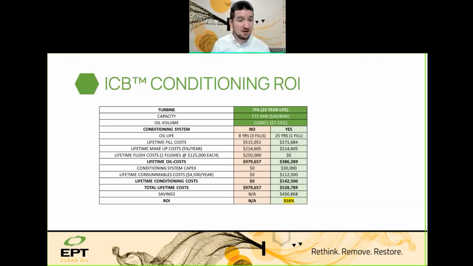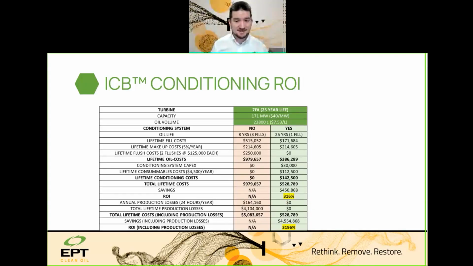But where this really takes off is by preventing failures. And like we've seen, if you prevent varnish from ever accumulating in the fluid, you can prevent varnish problems. And for each of these problems that you prevent, there's a pretty significant savings that gets added up. So on a 7F turbine, we're going to assume a generating revenue of $40 per megawatt. I think that's actually conservative. But under that assumption, if the turbine trips, goes down for 24 hours, that ends up costing about $164,000 in lost revenues. If this happens even once per year for 25 years, that's over $4 million in lost revenues.